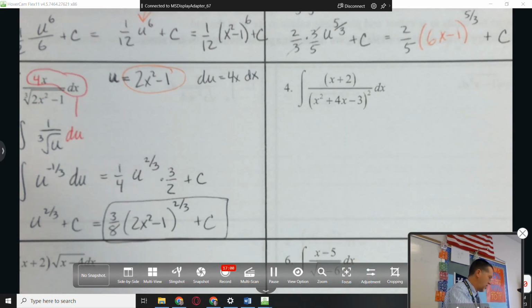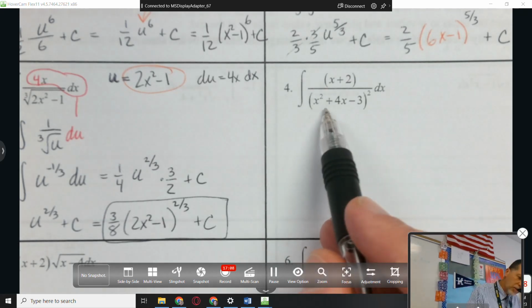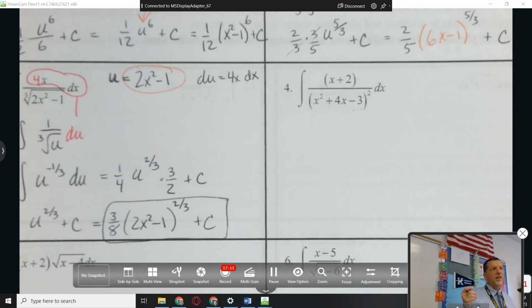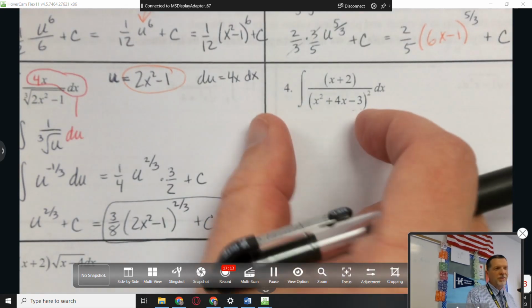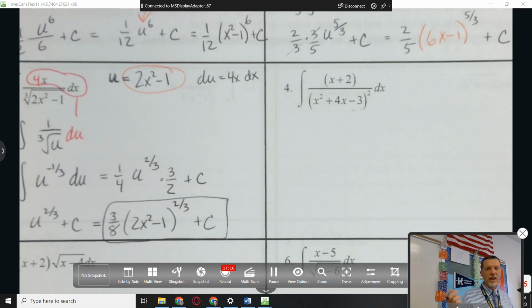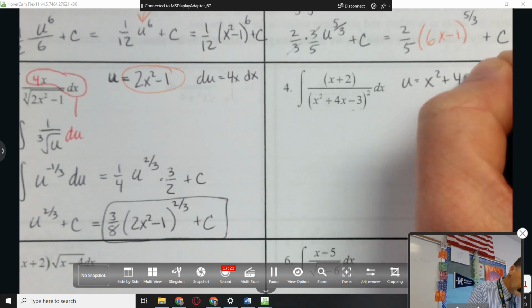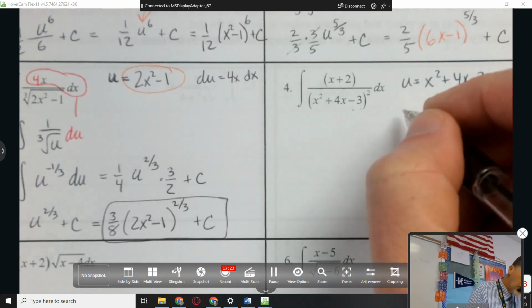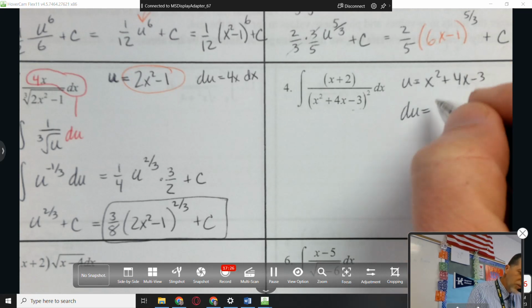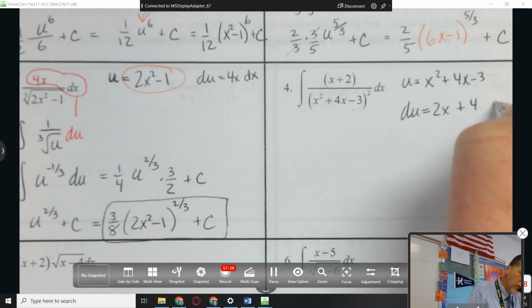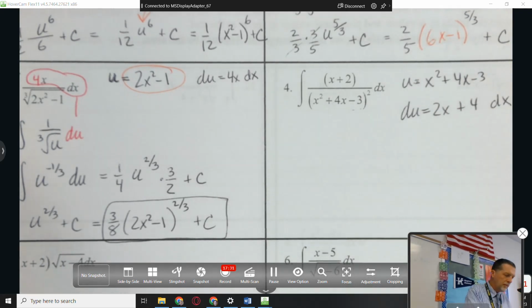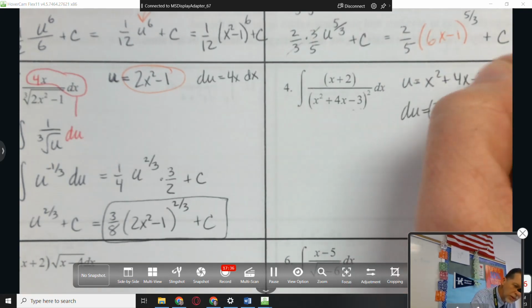The bottom. So you want to use all of the bottom or just the x squared plus 4x minus 3? Just the, yeah. If you use all of the bottom, then your du is going to be really ugly and too big. But if we let u be x squared plus 4x minus 3, then that's nice and du is easier to deal with. 2x plus 4 dx. Well, I guess technically that should be in parentheses.